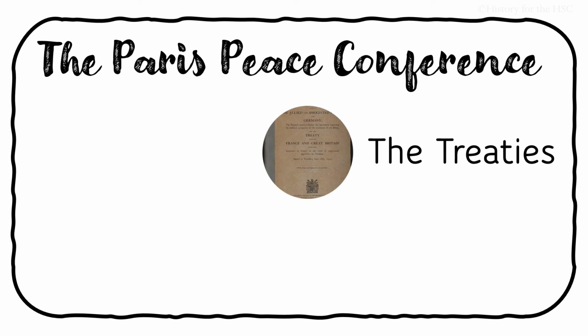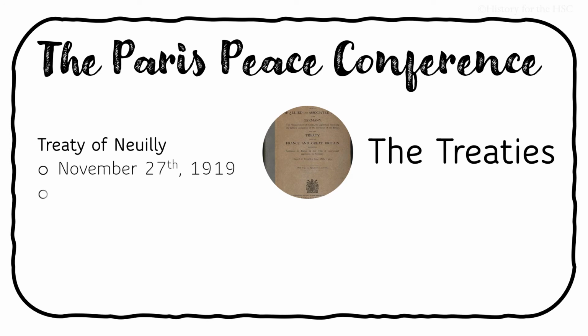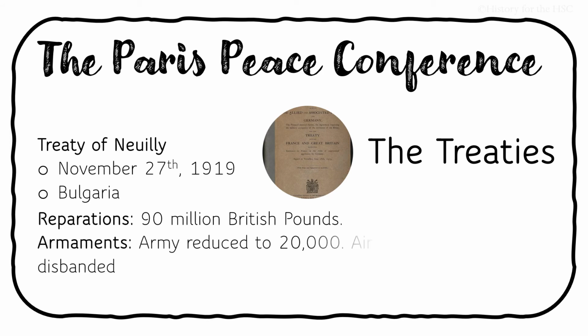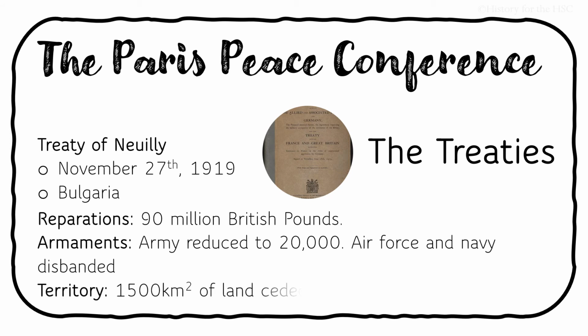The Treaty of Neuilly with Bulgaria, signed on the 27th of November 1919. This one's a little bit different in that Bulgaria does not need to accept blame for the war. Reparations are set at 90 million British pounds. The army would be reduced to 20,000 and the air force and navy to be disbanded.